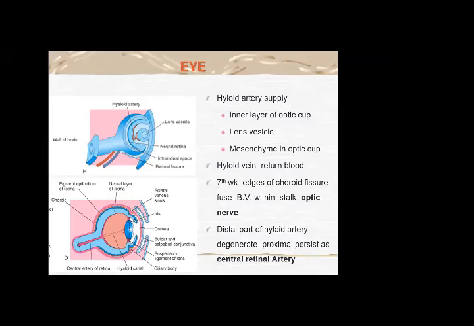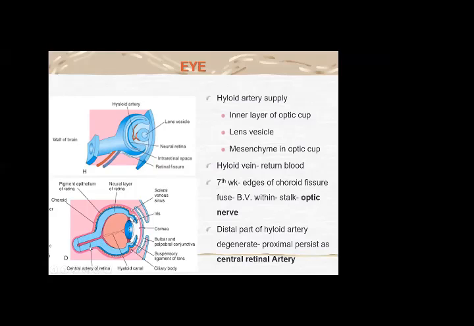Now, in the 7th week, the lips of this choroid fissure fuse. And as they do so, this hyaloid artery is trapped inside the optic stalk. This is the proximal part. Sorry, distal part, the proximal part. Closer to the blood vessel is the proximal part. Origin of the blood vessel is the proximal part.